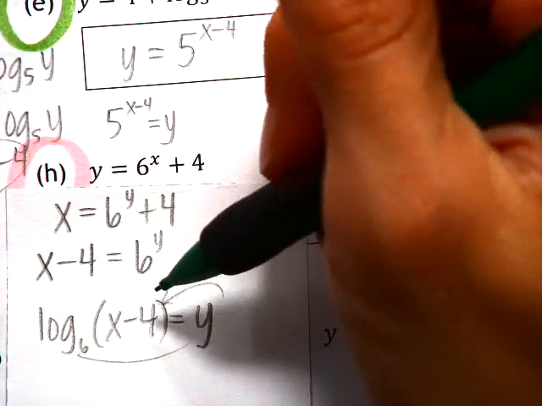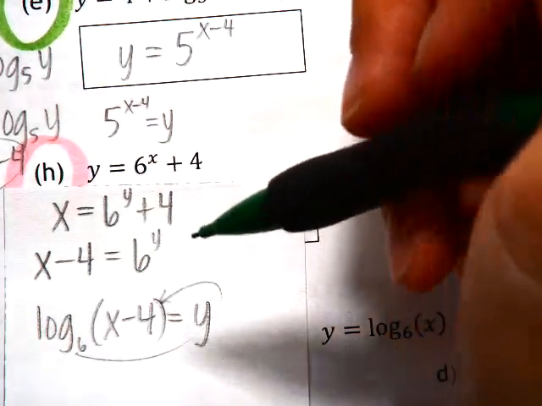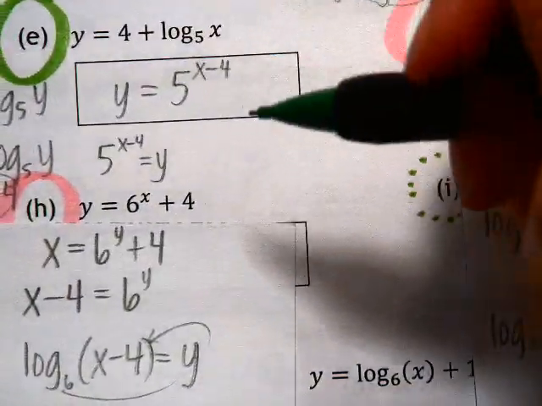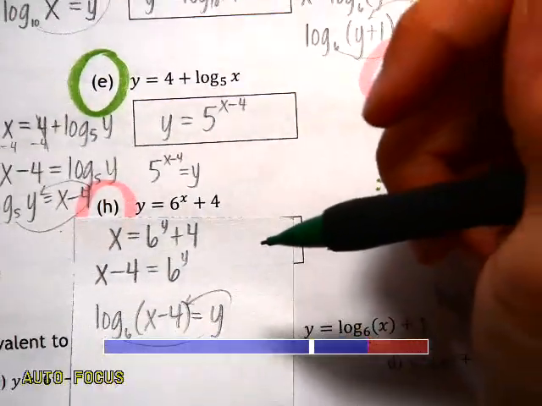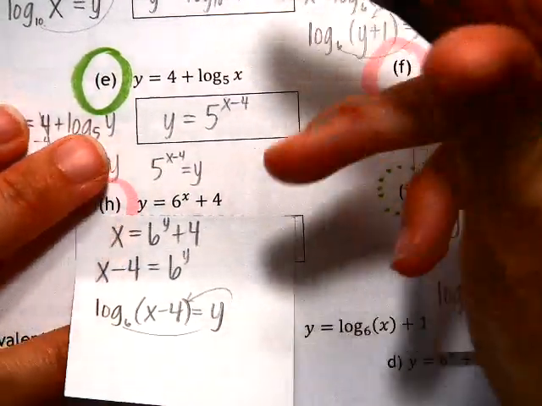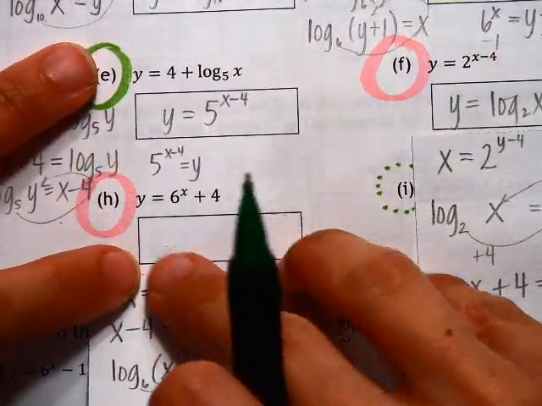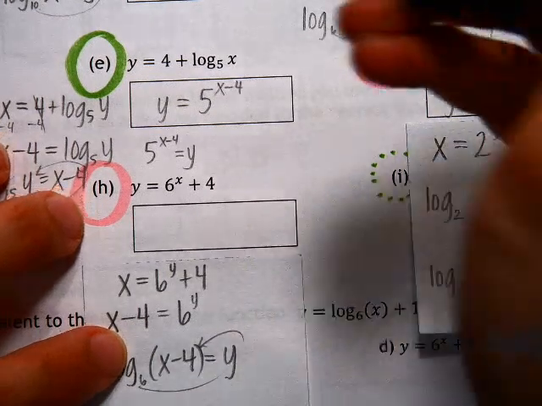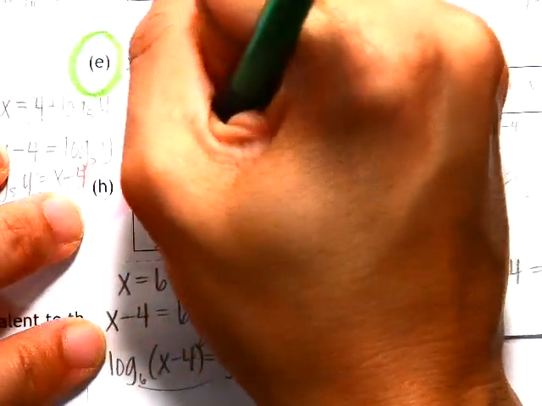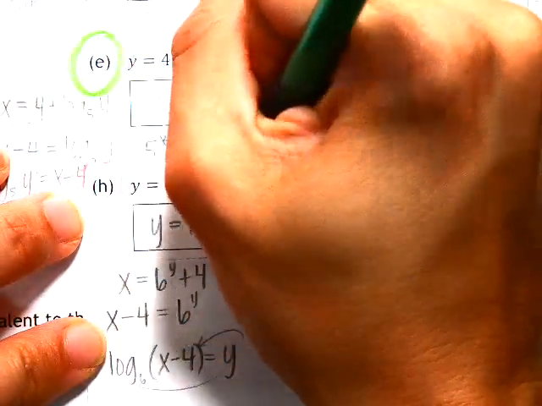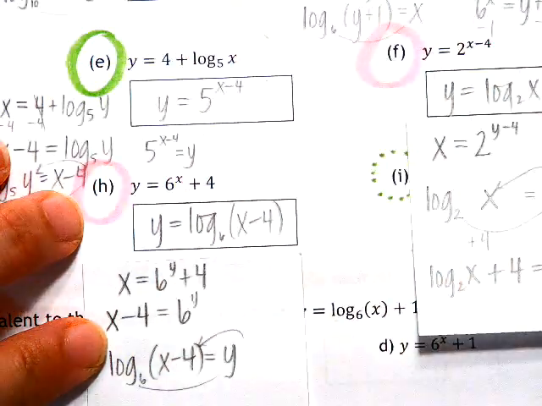I'm going to put that in parentheses to just show that it's all together, but I don't really know what to make of it. The good news is I don't have to make anything of it, because y is by itself. That's all I wanted. I don't need to care what x minus 4 really is, because all I needed to care about is that y is by itself. So y equals log base 6 of x minus 4.